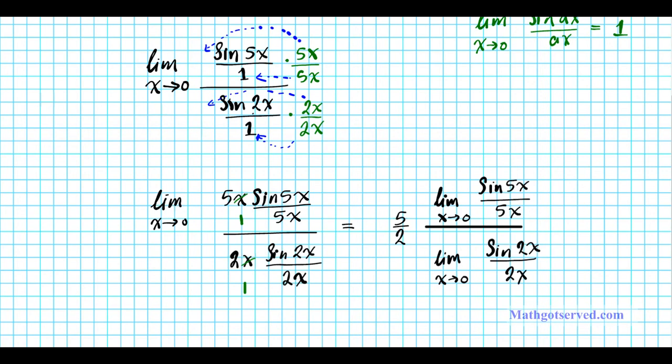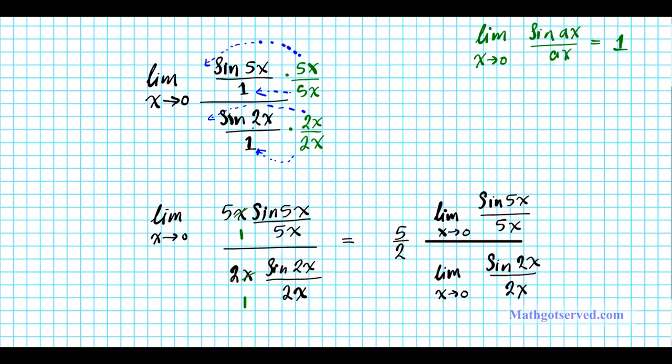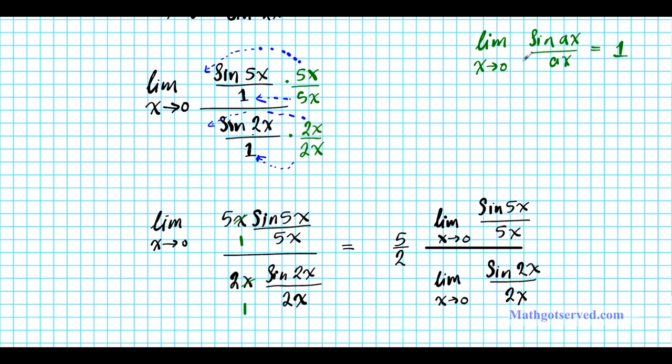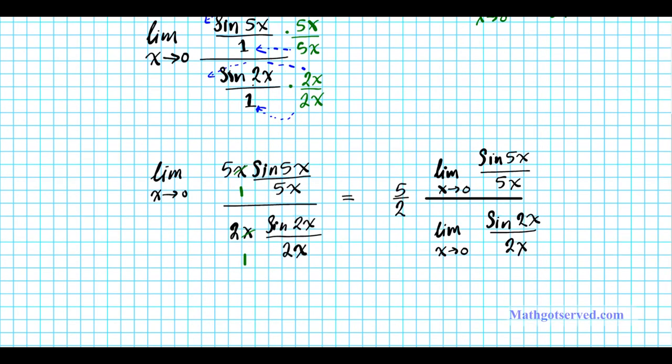Now we can use the squeeze theorem that we considered earlier. If the argument of your sine function and the denominator are identical, the limit as x approaches 0 is 1. So we're going to have a situation where we have 5 over 2 times the numerator becoming 1 and the denominator 1 also. 5 halves times 1 is simply 5 over 2. So that's the value of your limit.